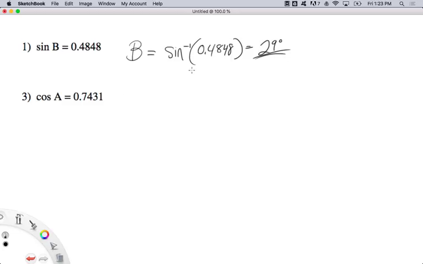Go ahead and find number 3 on your own. If cosine of A equals 0.7431, then A equals the inverse cosine of 0.7431, which is 42 degrees. Simple as that. Any questions? Okay.